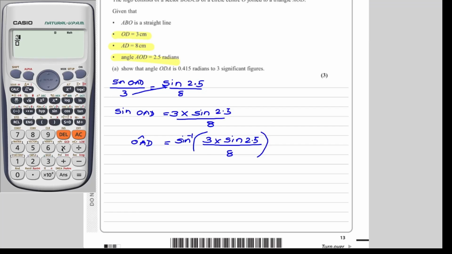3 into, apply sine inverse first. Shift, sine inverse, fraction key, 3 into sine 2.5, sine 2.5, close the bracket, over 8. Again, close the bracket, equals. It is 0.226. So, equals 0.22635. It goes on.